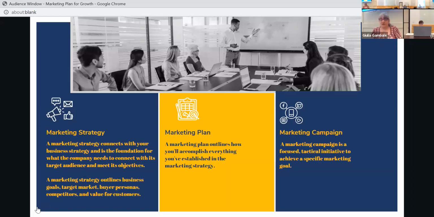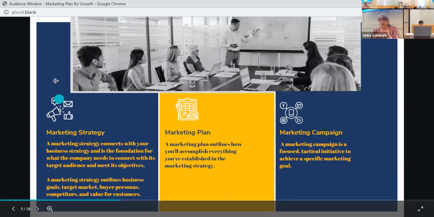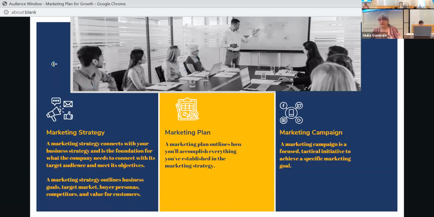A marketing strategy outlines business goals, target market, buyer personas, competitors, and value for customers. Okay, so these are all things you're building as a foundation so that you understand it when you're growing as a business and expanding out.